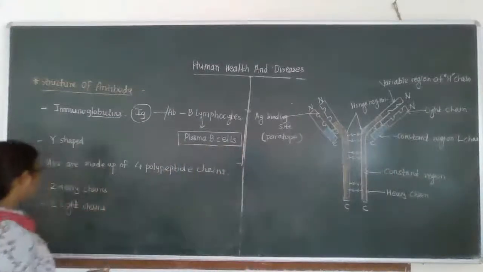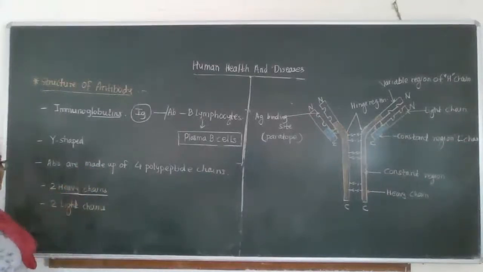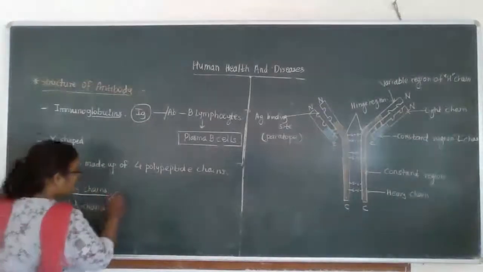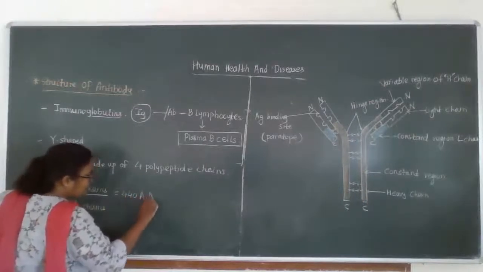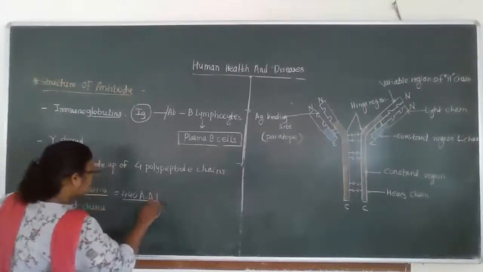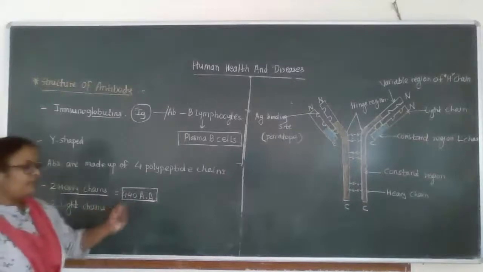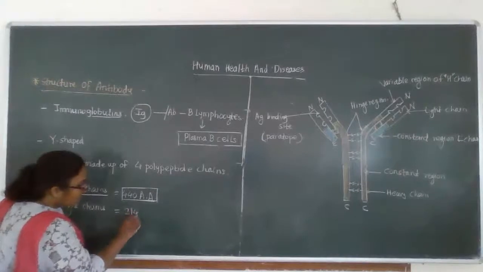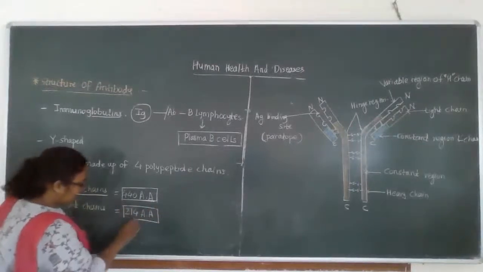Right? Why is it named the heavy chain? Because these are polypeptide chains. The heavy chains are made up of 440 amino acids. The number of amino acids present in a heavy chain is more, so it is called a heavy chain. How many amino acids are there in a heavy chain? 440 amino acids. While a light chain has 214 amino acids.